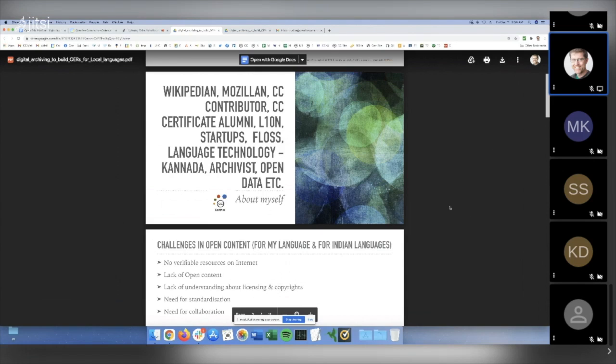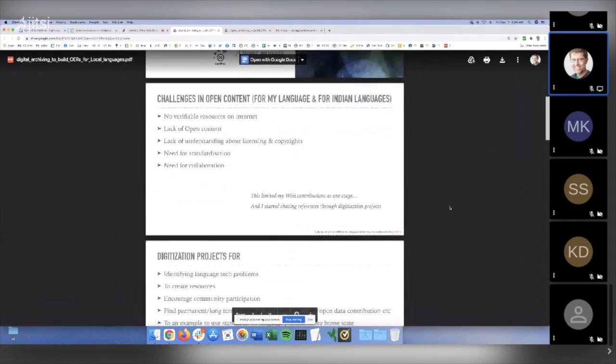I've become an archivist. We have been archiving a lot of books on Internet Archive. I've been supporting open data as well. And yes, so this is why I started working on digital archiving.